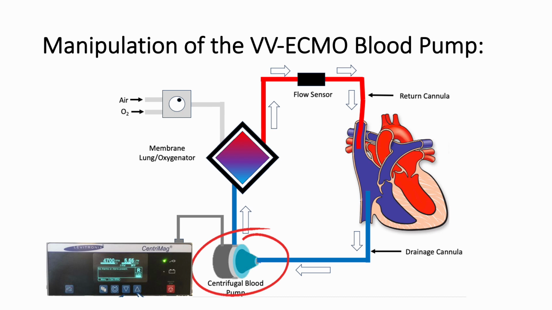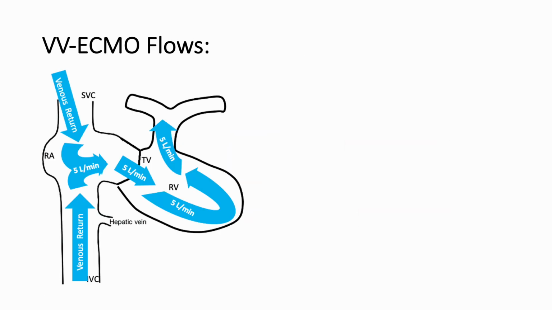So if increasing the FiO2 of the oxygenator isn't an option, what about manipulation of the pump? By manipulating the blood pump in the VV-ECMO circuit, we can attempt to increase the amount of oxygenated blood returning to the patient. We'll now discuss how this could be beneficial. As mentioned, in normal physiology, blood is returned to the heart from the native venous flow from the SVC and the IVC, both of which are represented in this diagram by the blue arrows.